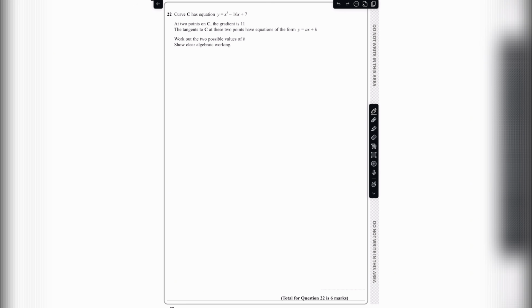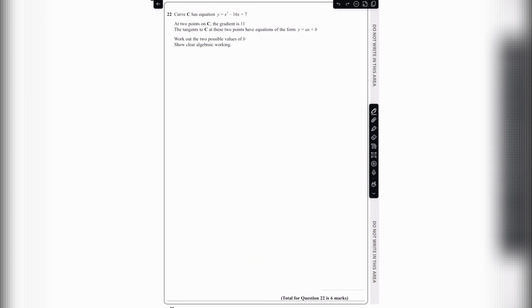In question 22, we are told that a curve C has equation y equals x cubed minus 16x plus 7. At 2 points on C, the gradient is 11. The tangents to C at these 2 points have equations of the form y equals ax plus b. Work out the 2 possible values of b.